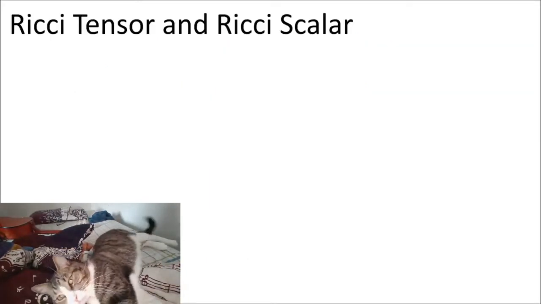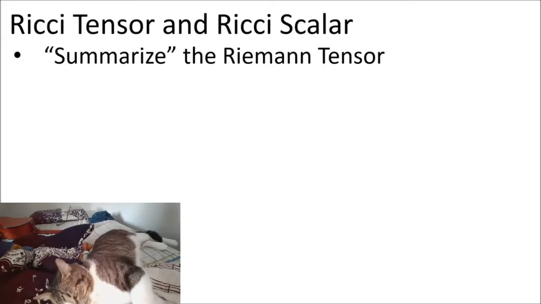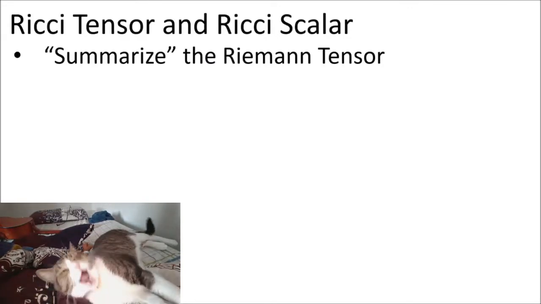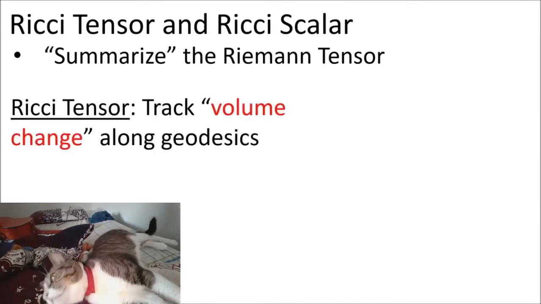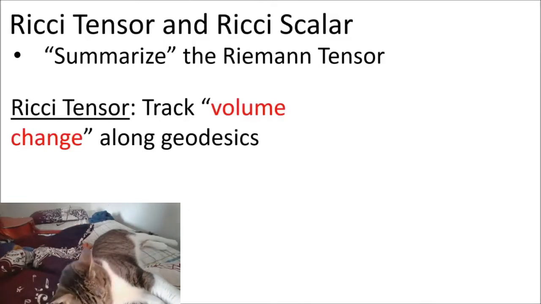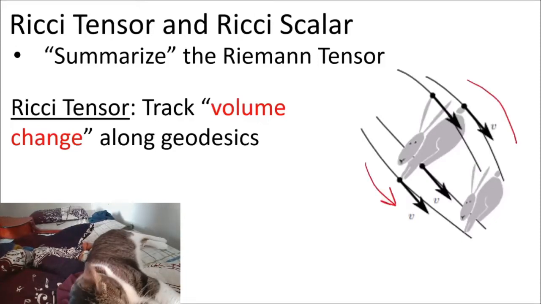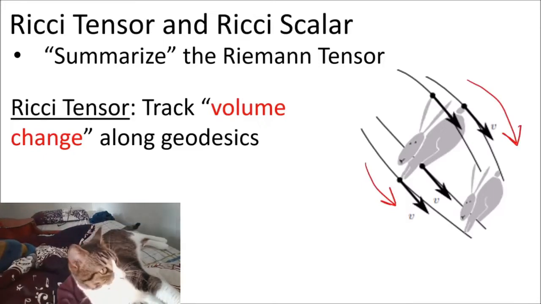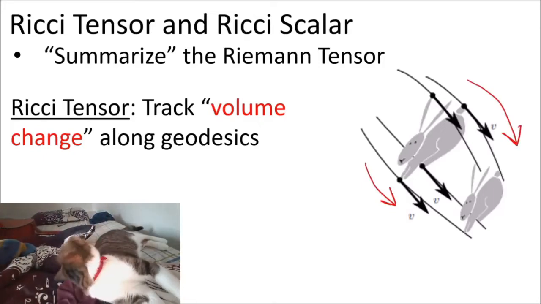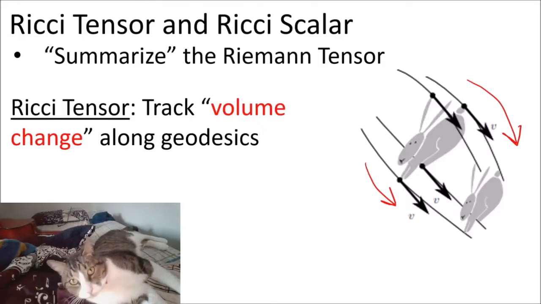So both the Ricci tensor and Ricci scalar can be thought of as summarizing the Riemann tensor that we learned about before. The Ricci tensor tracks volume changes along geodesics. So as we can see in this picture, if we take this rabbit and make all its points travel along geodesic curves, it actually shrinks in size. So the Ricci tensor tells us about how volumes grow or shrink as they move along geodesics.